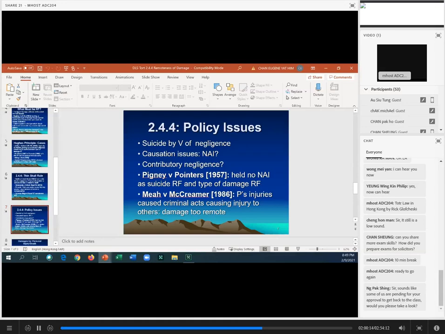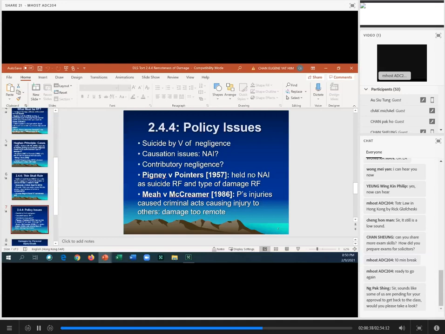So in Pygmy and Pointers, the court held that there was no novus actus interveniens. Suicide was reasonably foreseeable and the type of damage was reasonably foreseeable. I've got another case there called Mayer and McCramer. Again, should know, not must know. Pygmies and Pointers is the easy case, and it's on page 67.